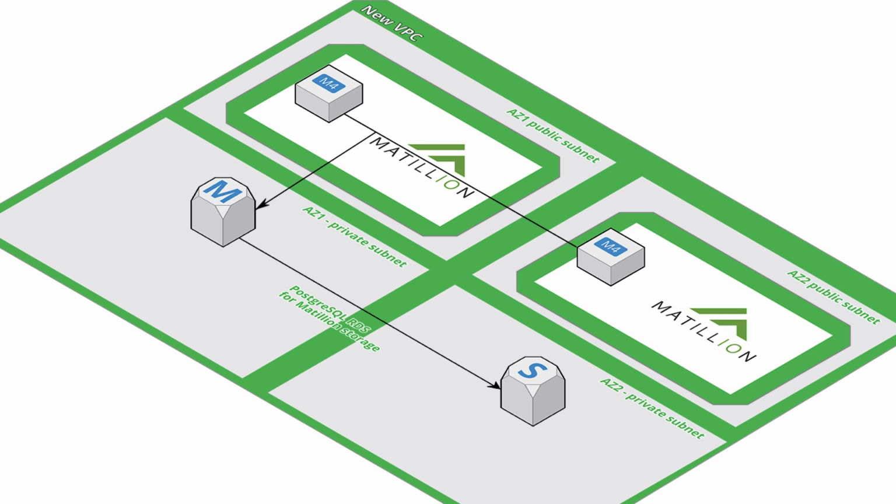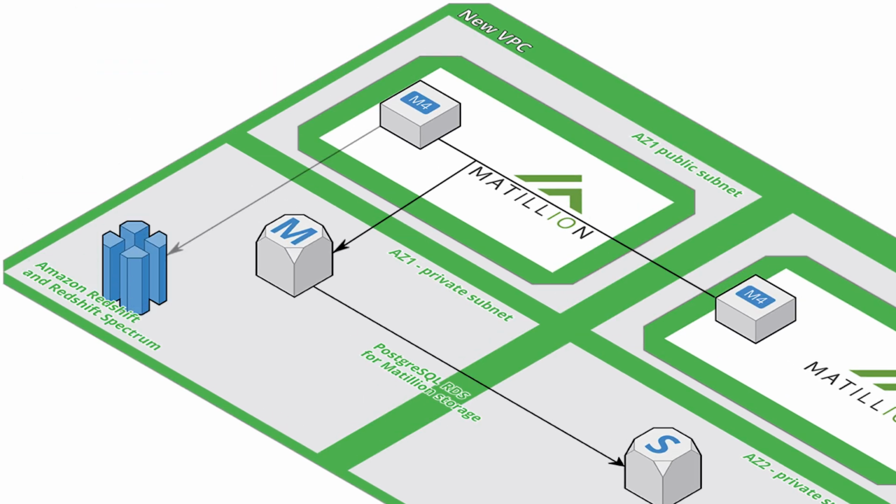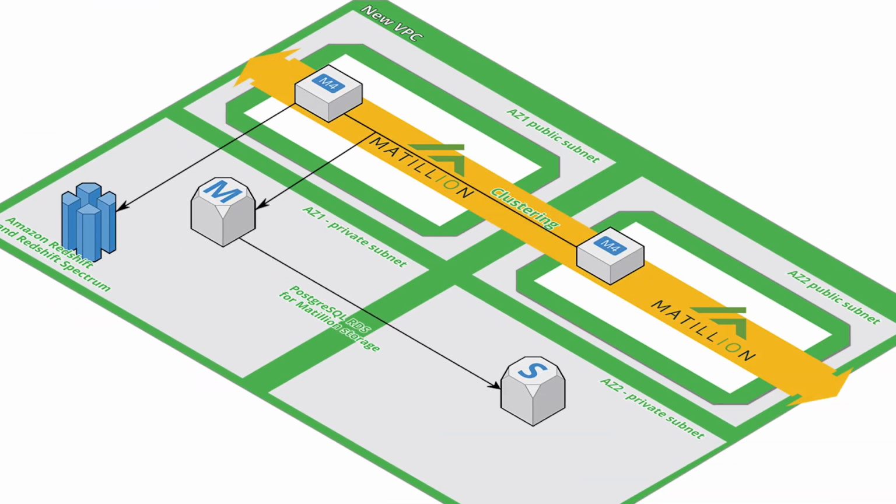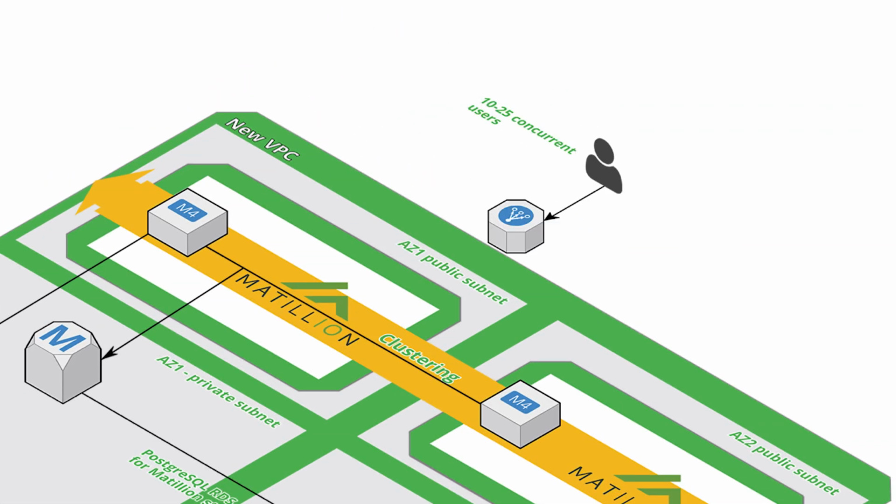Matillion uses PostgreSQL for its repository. The Redshift cluster is also within the private subnet. Matillion is clustered, meaning core services such as Job Runner, Job Scheduler, and the user interface are cluster aware. Users access Matillion through an application load balancer.